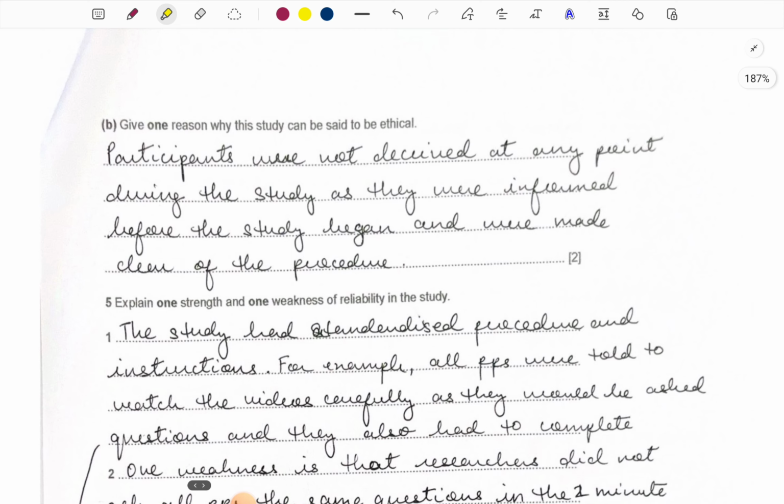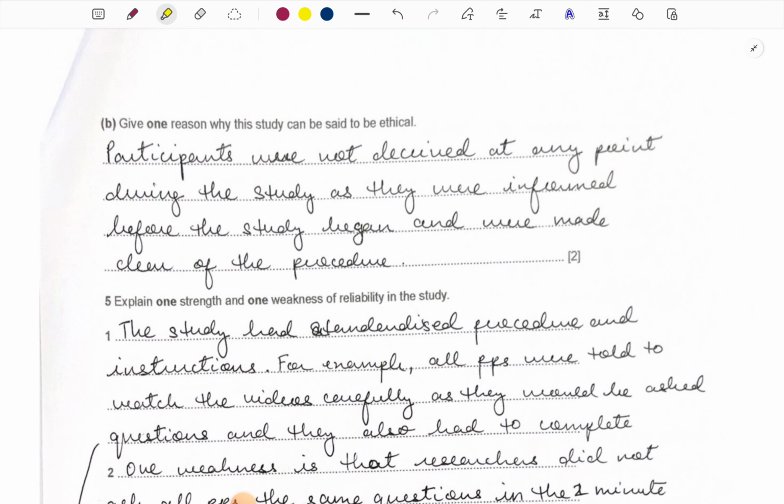Okay, the next question is to give one reason why this study can be said to be ethical. The point that the student has given is good, that the participants were not deceived at any point. This is correct. They were informed before the study and were made clear about the procedure. Now here it becomes problematic.